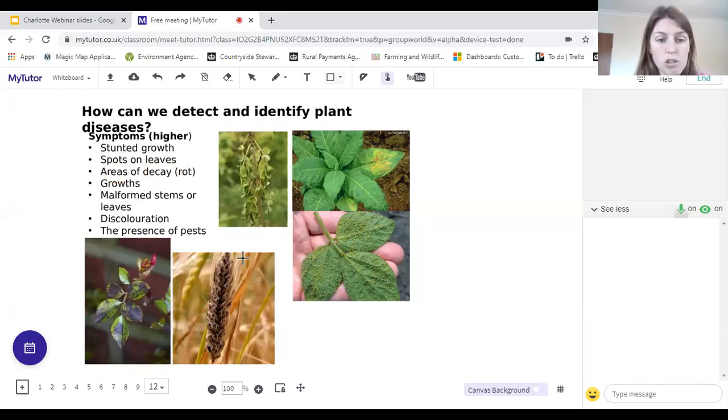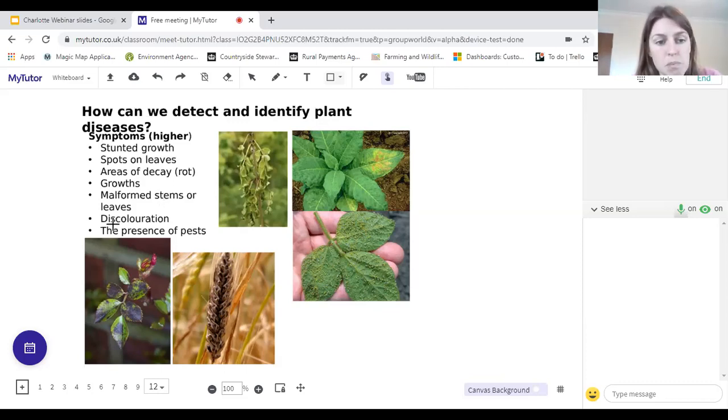Areas of decay or rot, so I've included this barley shoot here that's got some rot in it. Growths on the plant, so any abnormal growth can be caused by a disease as well, so odd lumps in different places can be caused by disease. Malformed stems or leaves, so I've included this picture here. This is of an ash tree branch that's got ash dieback. You can see that it's got this kind of abnormal growth and these malformed leaves.